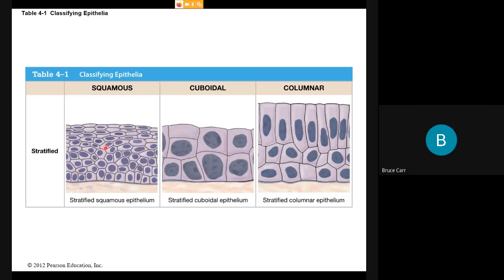The convention for naming is you take the cell that faces the surface, that faces the space. Because these upper cells are pancake-shaped, this is stratified squamous epithelium. Over here, we see two layers or more of cells and more of a cuboidal shape, so stratified cuboidal. In this case, we see that transition from cuboidal at the base, but growing in height until it reaches this outer layer. This is in a column shape, using the convention of what faces the space. These are columnar cells, stratified columnar. Now you can apply this formula just by looking.